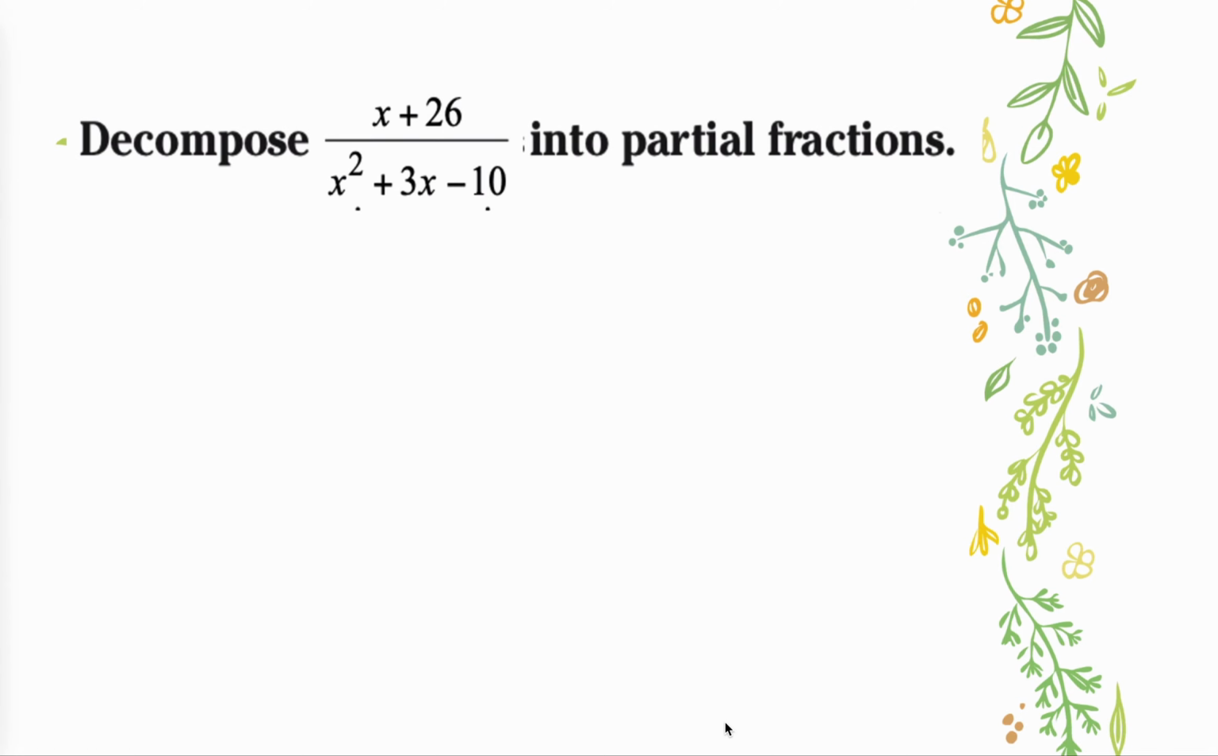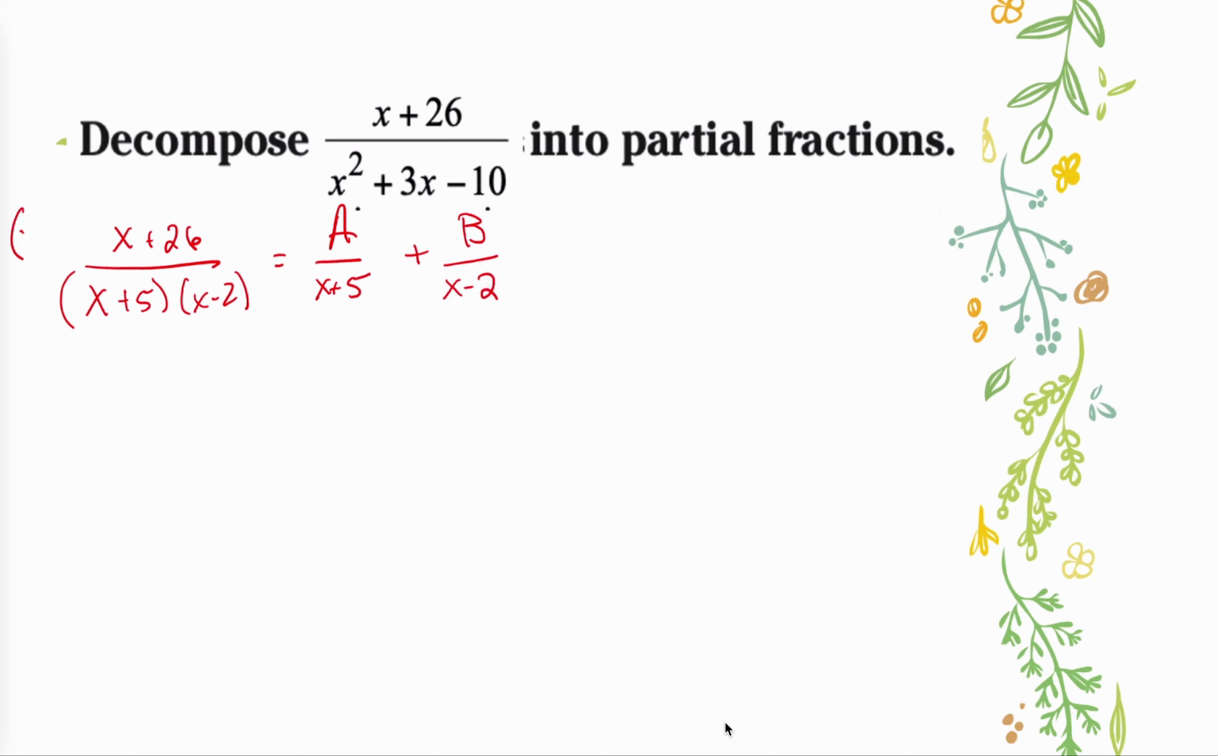Once more with feeling. Decompose (x + 26)/(x² + 3x - 10) into partial fractions. So we factor the denominator. I'm not even giving you guys any hard ones. These are like the easiest of the partial fraction decompositions. The denominator factors into (x + 5)(x - 2), and we set that up as a/(x + 5) + b/(x - 2).